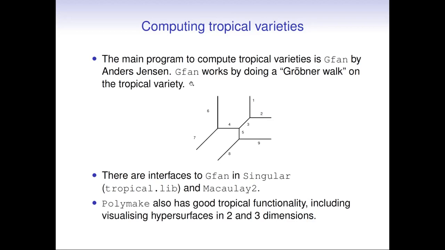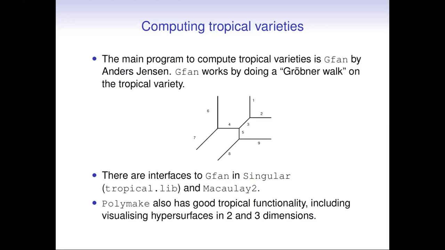And then there are interfaces to GFAN in other computer algebra systems, in particular Singular with tropical.lib. This is perhaps more developed, and also Macaulay2. I'm involved in this interface, which is maybe not quite yet as developed. And then we also want to advertise polymake, which also has good tropical functionality. When you're first starting out, it's good to know that it has some functionality for visualizing hypersurfaces in two and three dimensions. So with a few commands, if you have polymake installed, you can see the pictures that some of you have been struggling to draw.